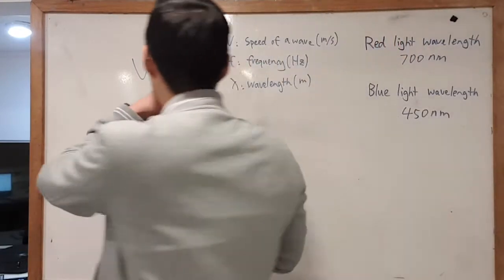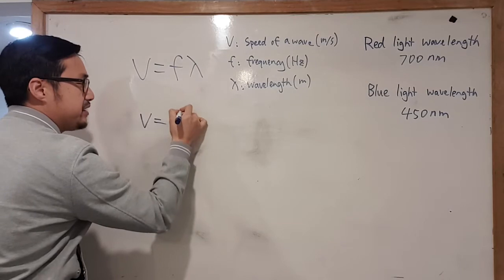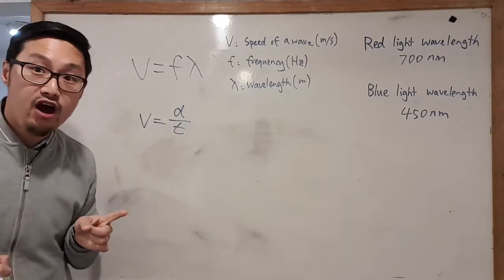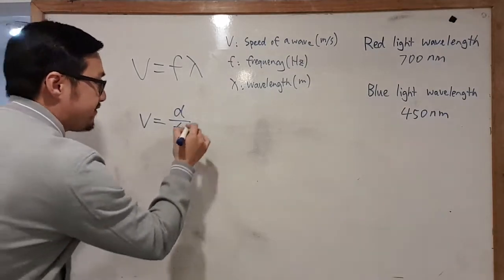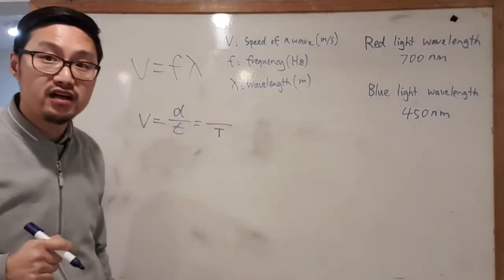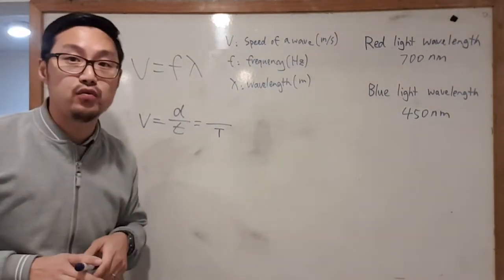Okay, so let's have a look. How do we have this? Where does this equation come from? All right, so we've learned in mechanics, speed equals distance divided by time. Right? Okay, and if I define the time as one period, then for one period, how far is the distance the wave is going to travel?